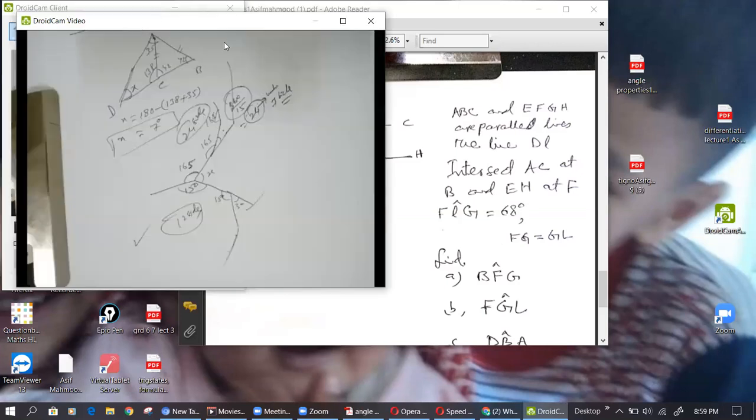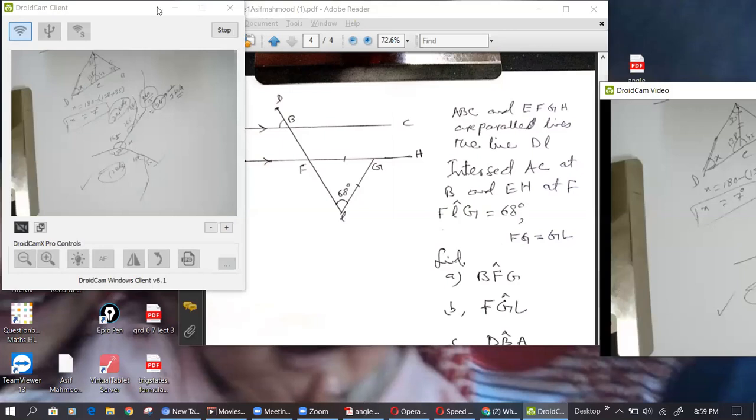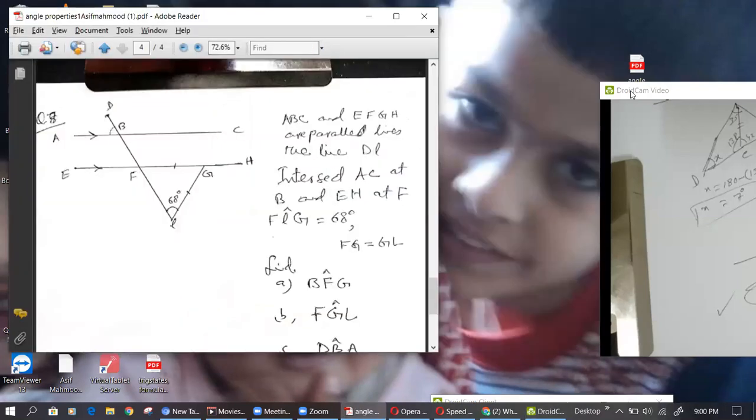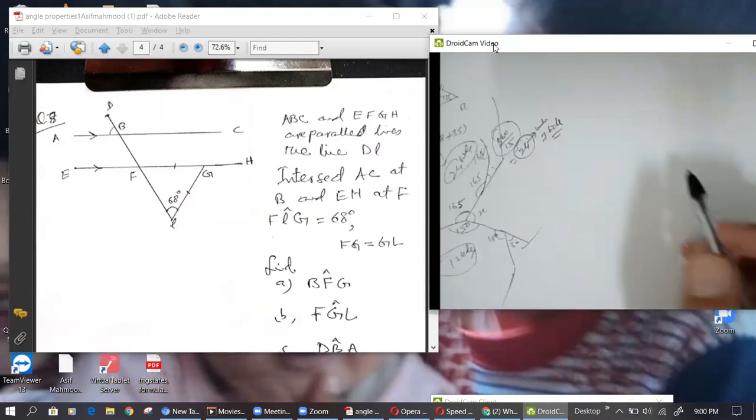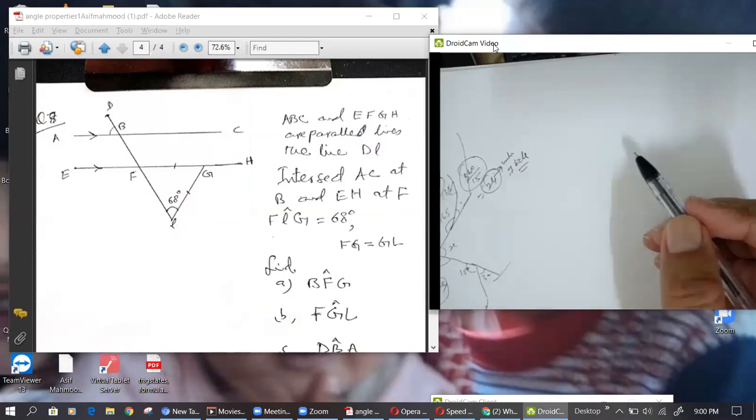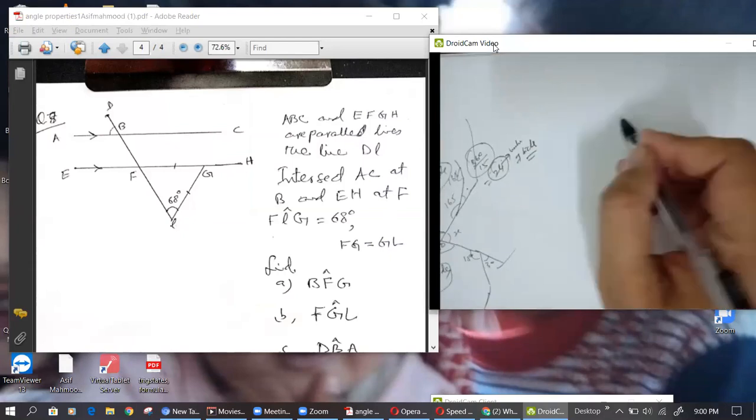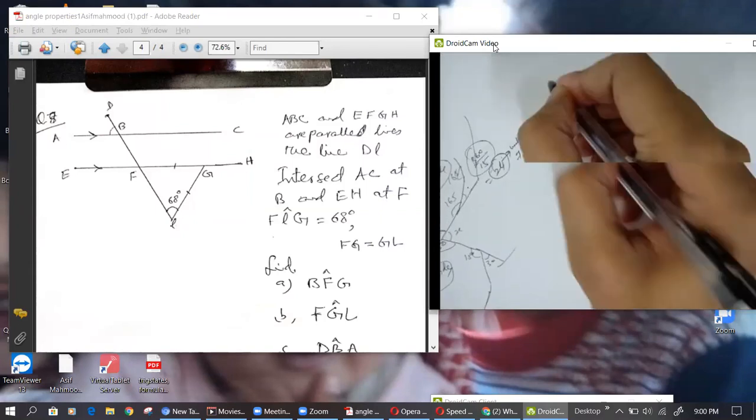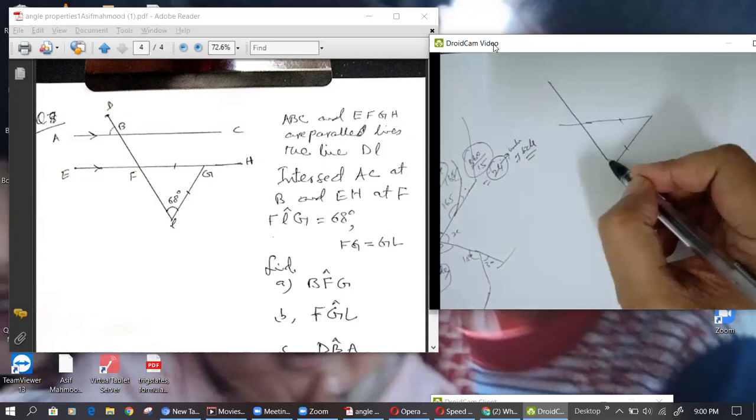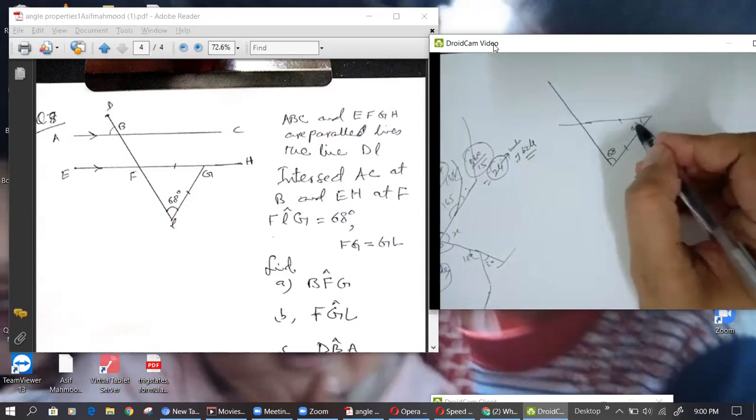So LG and GF are equal sides. FG and LG are equal sides. So FGL will be 68 also. Yeah, very good. So you reach this point. You said this and this are 68, so these two are equal. Now you need this one.